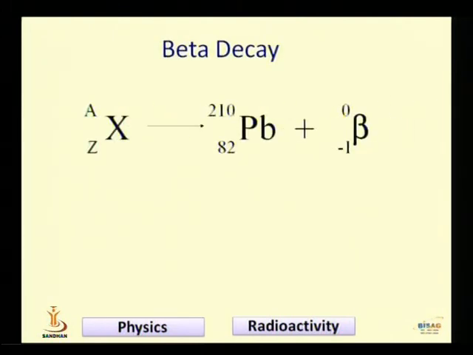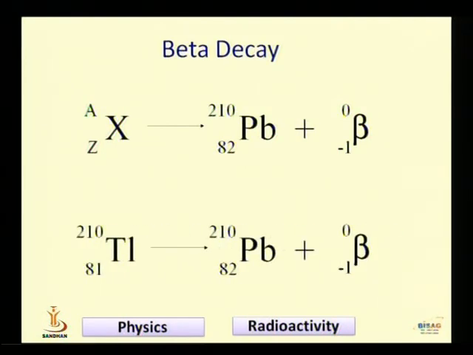Write down or identify this chemical element X. You have a daughter nucleus lead, Pb, which has atomic number 82. We know that whenever beta decay occurs, there is an increase of atomic number in the daughter nucleus. For this reason, the parent nucleus X should have atomic number 81. What is the element with Z equal to 81? It is Tl, thallium.